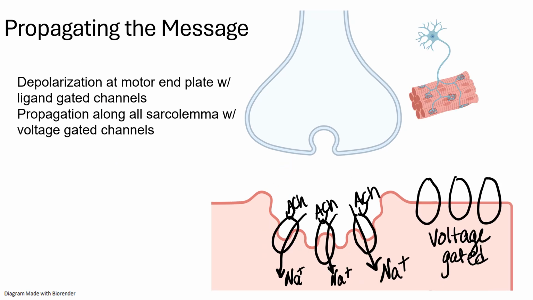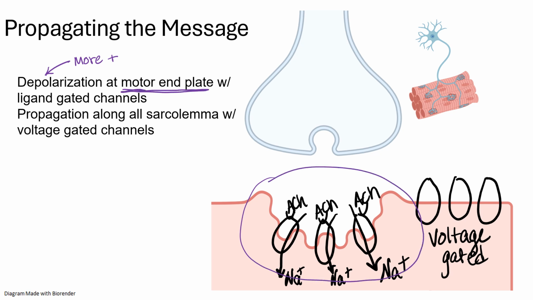Okay, so here we have a continuation from the previous slide. We have sodium going into a cell, and when the cell becomes more positively charged, then we say that the cell is depolarizing. And that is actually very true. That's what's happening here at the motor end plate, that ACH is connecting with ligand-gated channels, and it is allowing sodium to move into the cell, which is a phenomenon called depolarization. And this word means to become more positive.